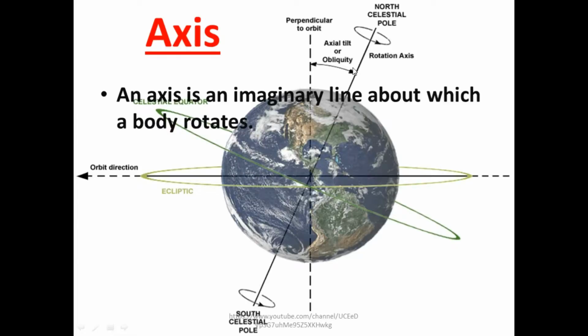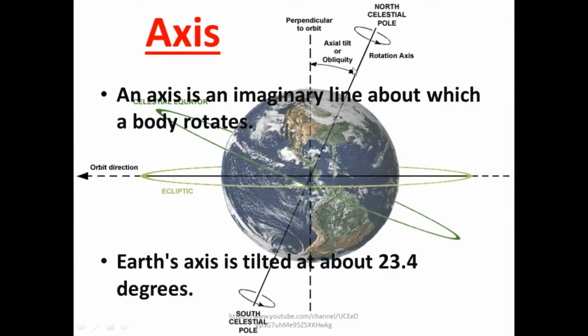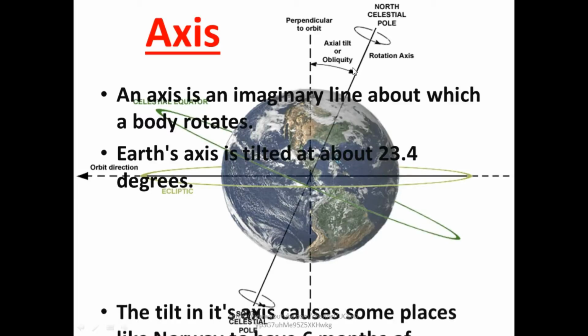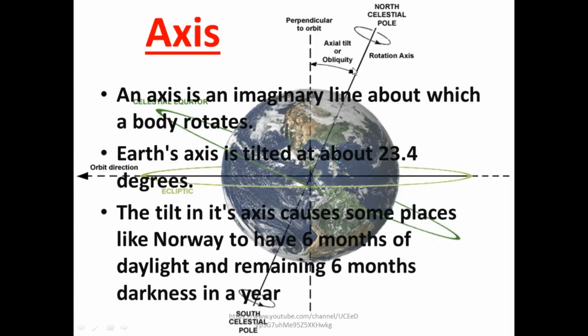An axis is an imaginary line about which a body rotates. So Earth's axis is tilted about 23.4 degrees. So that's why our Earth is rotating in a tilted manner. We can see in the image. Next, the tilt in its axis causes some places like Norway to have 6 months of daylight and the remaining 6 months of darkness in the year. I will discuss this concept in the next video. Just remember, due to the tilted axis only, some places have 6 months daytime and 6 months nighttime.